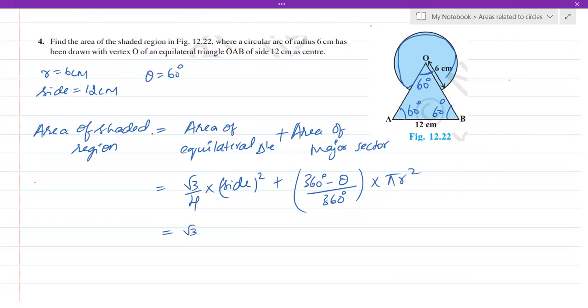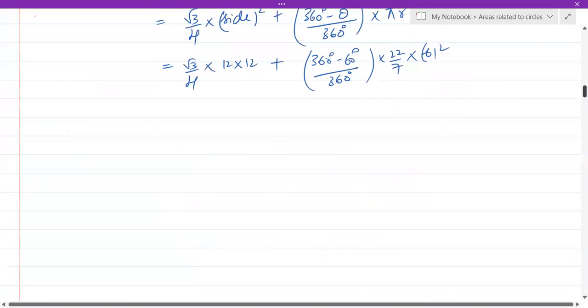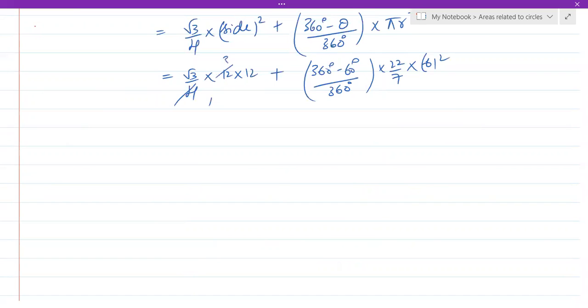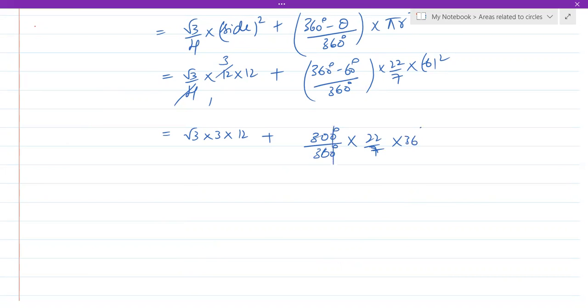So root 3 by 4, the side of the equilateral triangle is 12 square. So we can write it as root 3 by 4 into 12 into 12 plus (360 minus 60) divided by 360 pi r square. Pi is 22 by 7 and the radius of the circle is 6 square, isn't it? So therefore it becomes, you can cancel here, 4 ones are 4, 3 threes are. So root 3 into 3 into 12 plus 300 divided by 360 into 22 by 7 into 36. So here the 0 gets cancelled.